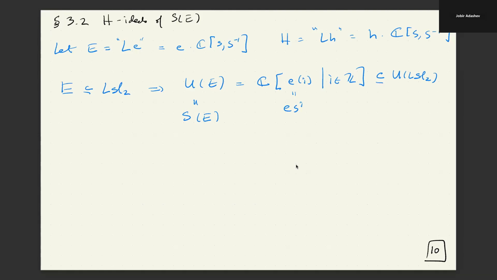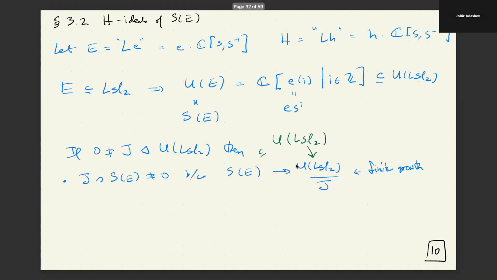So why is this helpful in understanding two-sided ideals of the enveloping algebra of the loop algebra? Well, let's take a two-sided ideal of the enveloping algebra of the loop algebra, and let's call it J. Then I'm going to tell you two things about the intersection of J with S of E, this big polynomial ring sitting inside there. First of all, that intersection is non-zero. J intersect S of E is non-zero.